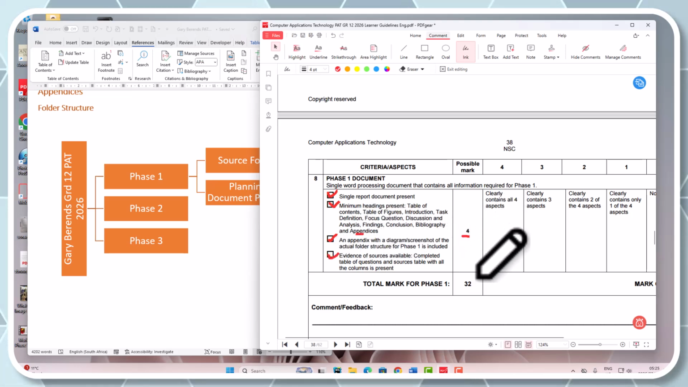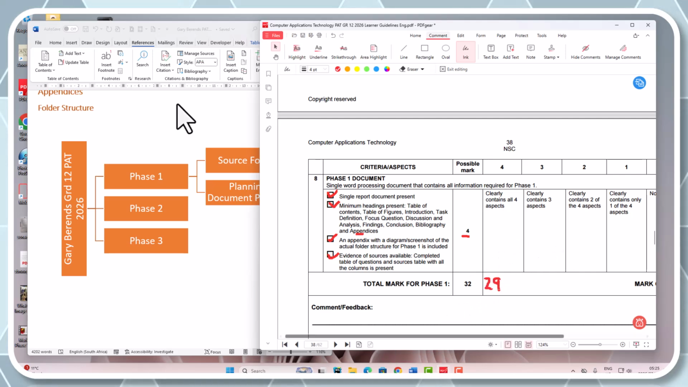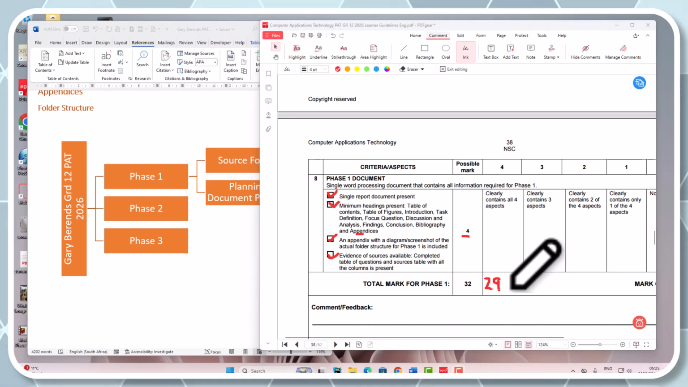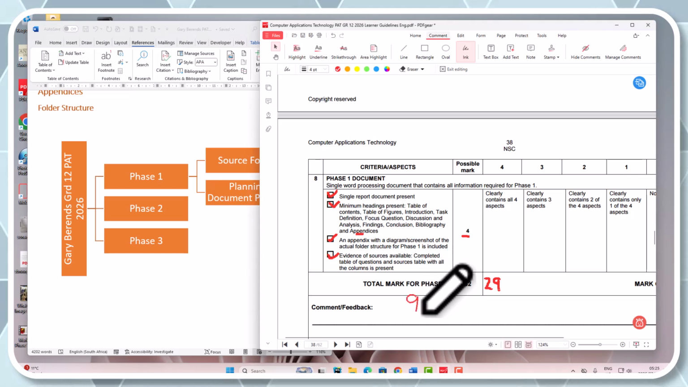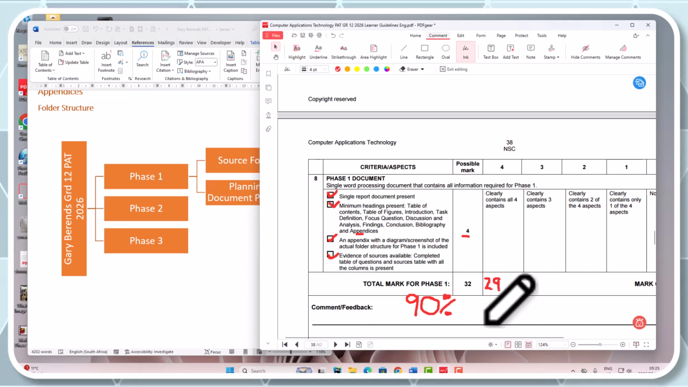So at the moment, I would say that I've got 29 out of 32. And that should give me a 90%. A 90% for my phase. Oops, sorry guys. A 90% for my phase 1. Are you guys happy with that?